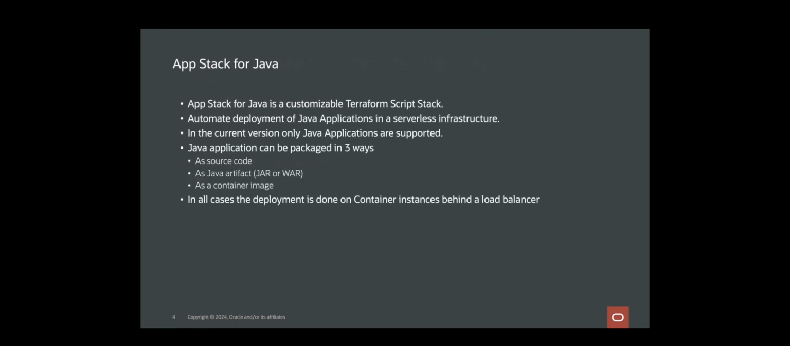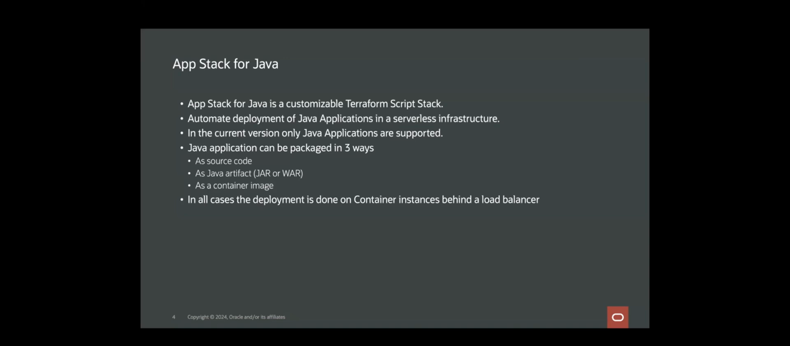So let's move into the Oracle App Stack for Java overview. App Stack for Java is a customizable Terraform script designed to automate the deployment of Java application in a serverless infrastructure. This stack helps you to deploy Java application to container instances, creating a production-ready environment. The current version only supports Java applications. That's the most important thing about this one, that we only support Java application right now. So using this stack, your Java application can be packaged in 3 different ways.